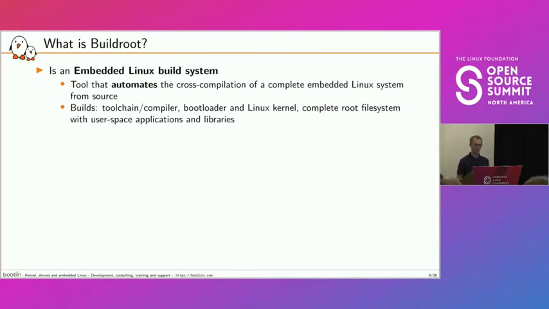So what is Buildroot? It's an embedded Linux build system. For those of you who do embedded Linux work, it's probably a familiar wording. It's a tool that automates the process of cross-compiling the different software components that you need to build a fully functional embedded Linux system. So Buildroot can build your toolchain or cross-compiler. It can build one or several bootloaders. It can build your Linux kernel image, and it can build a complete root file system with an arbitrary number of user space applications and libraries. And all of that is done by cross-compiling directly from source code, which gives you a lot of flexibility.